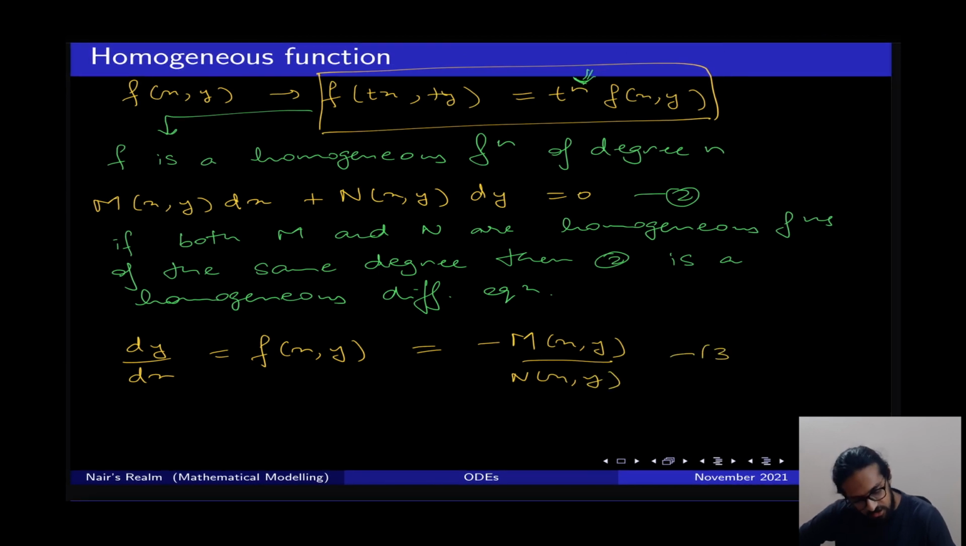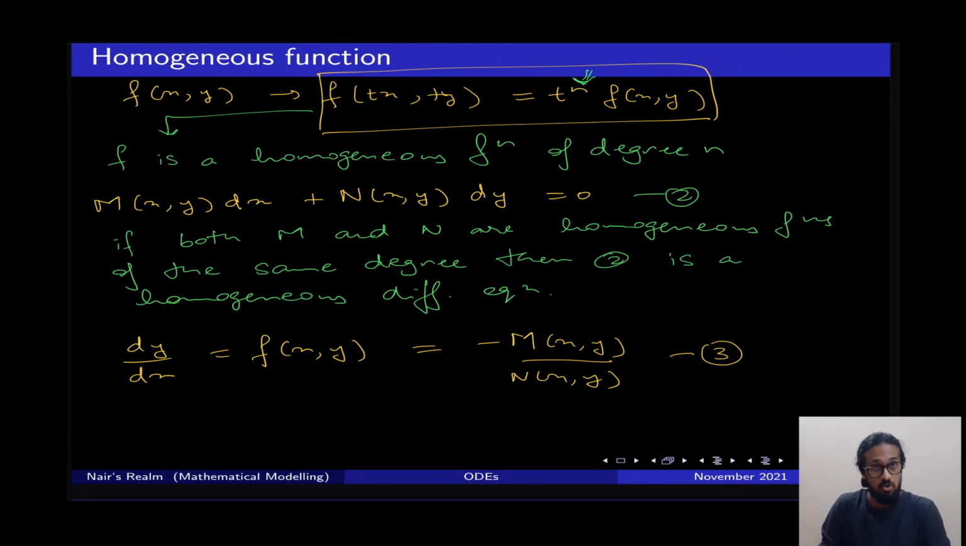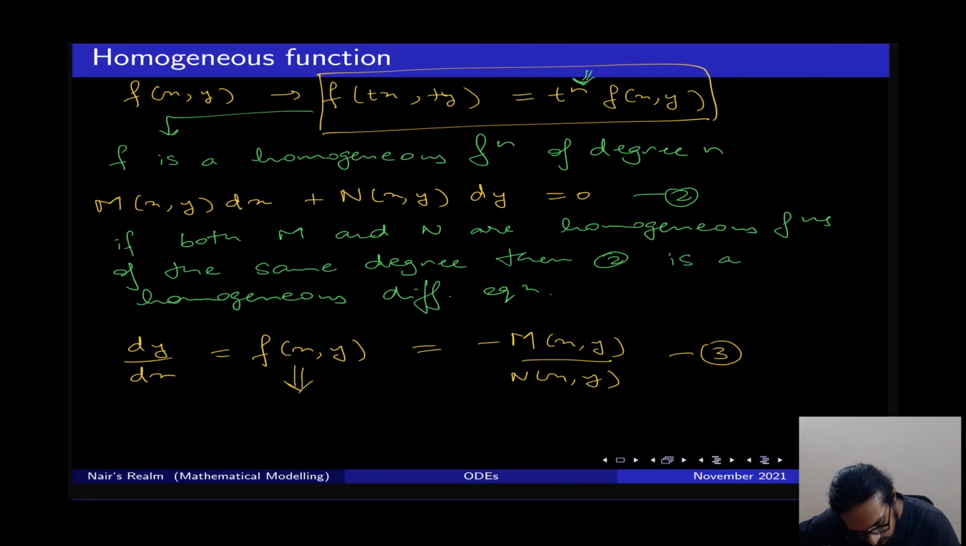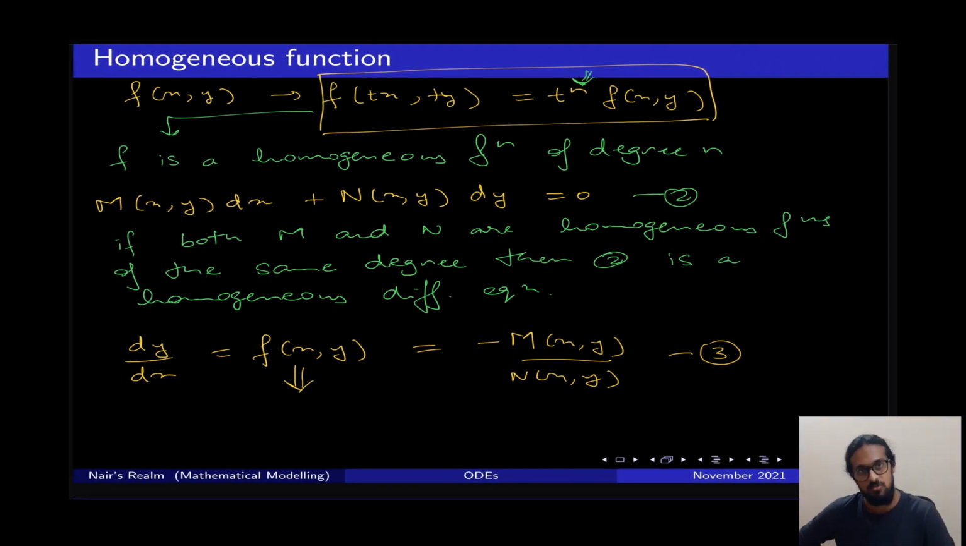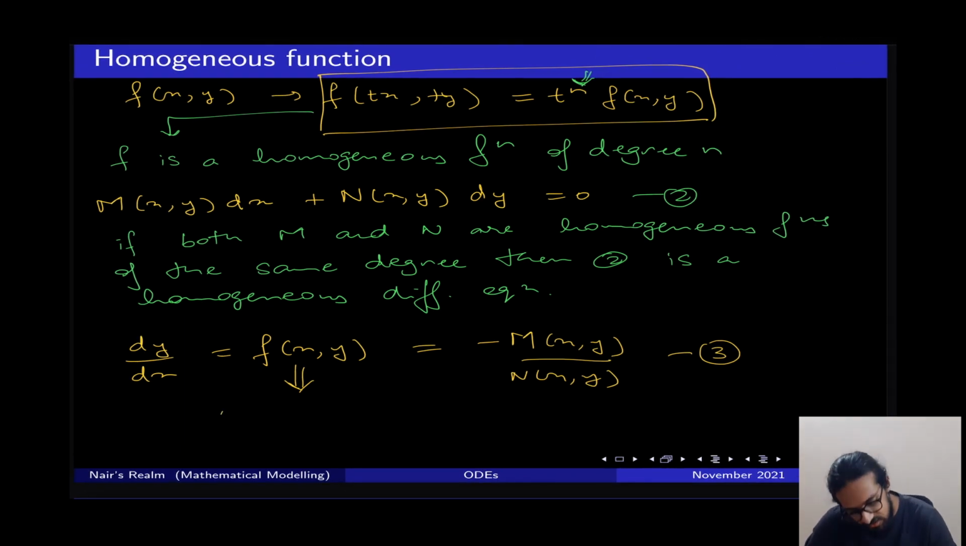This is the same differential equation. Now, if you see here, if this is a homogeneous differential equation, then the function f is also homogeneous. Why? Because m and n are both homogeneous, therefore f has to be homogeneous. But what is the degree of that function f? So we will just check that quickly.